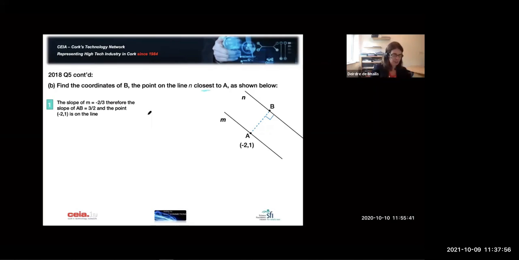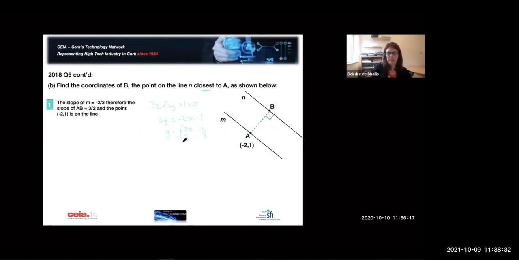But if we have the line M, we have 2x plus 3y plus 1. Just to be sure that people are familiar with calculating the slopes, I'm going to rearrange that where y is on its own on the left-hand side. So 3y is equal to minus 2x minus 1. So y is equal to minus 2x over 3 minus 1 over 3.